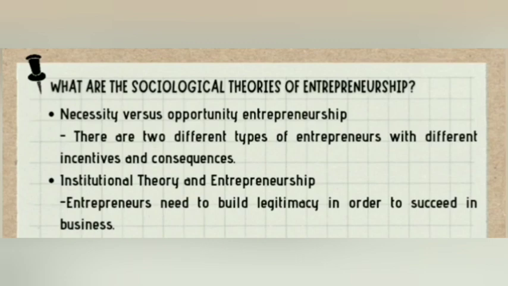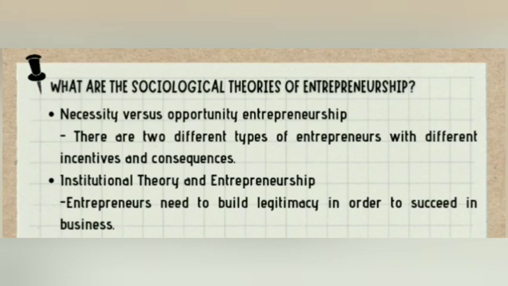So, what are the sociological theories of entrepreneurship? The first one is necessity versus opportunity entrepreneurship. There are two different types of entrepreneurs with different incentives and consequences. Individuals who are initially unemployed before starting businesses are defined as necessity entrepreneurs, and individuals who are wage or salary workers, enrolled in school or college, or are not actively seeking a job are defined as opportunity entrepreneurs.